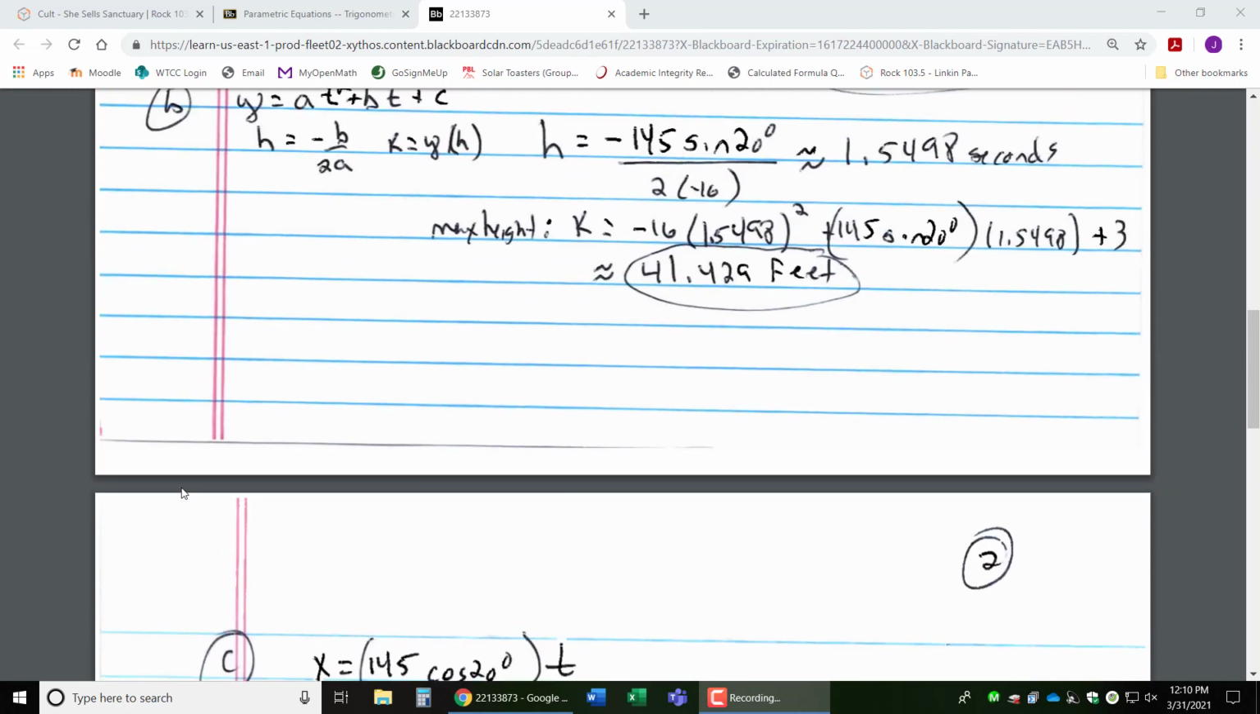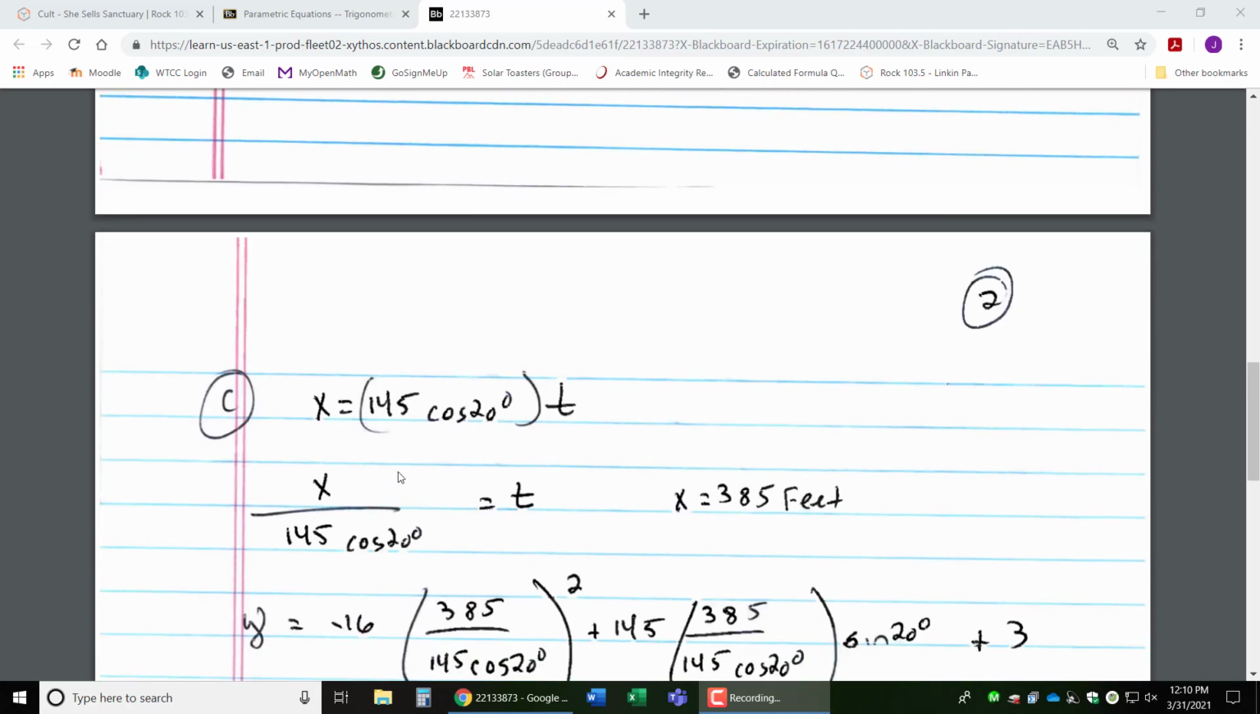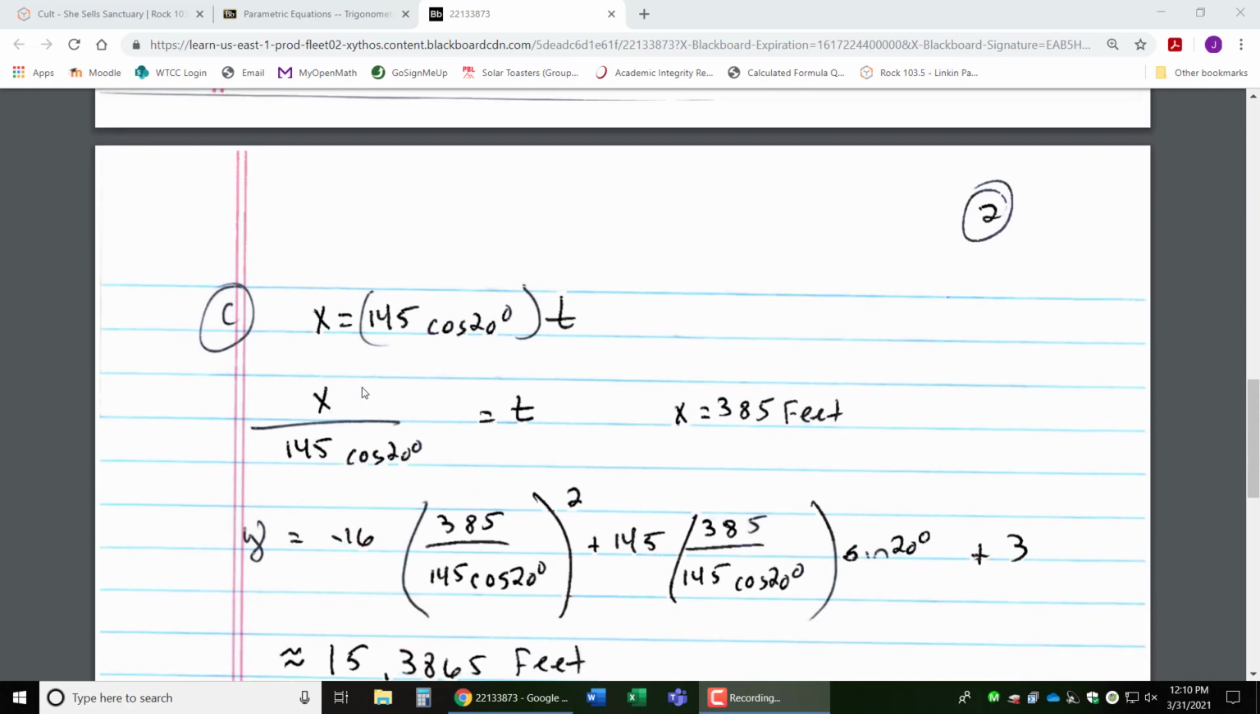And part C, you could really solve this in different ways. So you might experiment with that. But we're given both an X and a Y. The 10 feet tall would be the Y value, and the 385 feet would be the X value. So we could really solve for either equation to get the T, the time it takes to then get there. So I chose to use the X equation. We're given the 385 feet, so I plug that in for X. That would be the time that it would take to get 385 feet away.